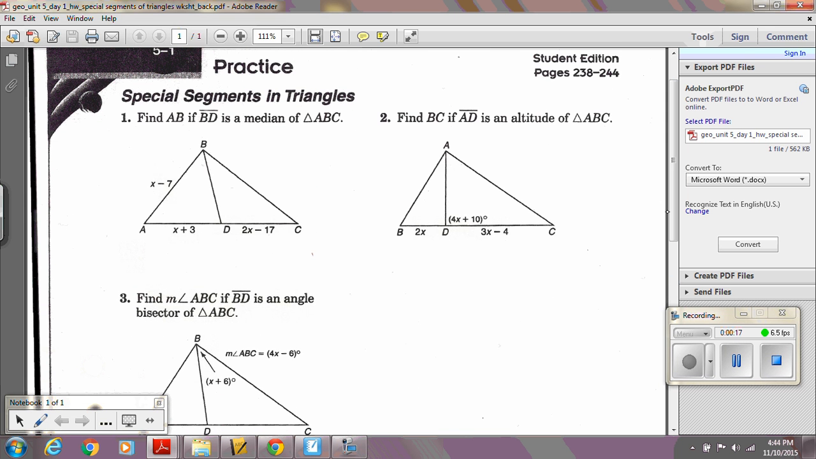Alrighty. So the first question wants us to find segment AB if segment BD is a median of triangle ABC. We talked about it in class that if BD is a median, then it must go from vertex to midpoint, which means that D here is our midpoint. So that means that side AD is congruent with side DC. Since they are congruent, we can set them equal to each other.